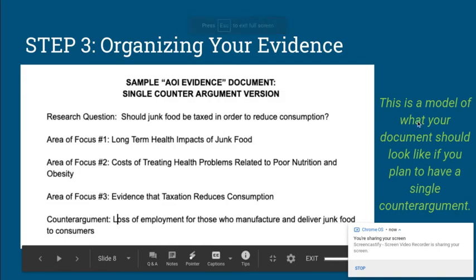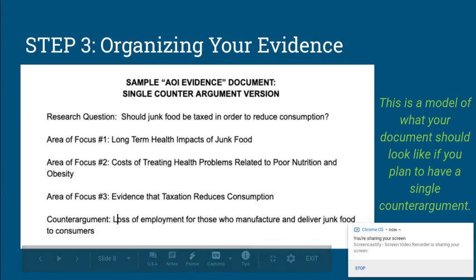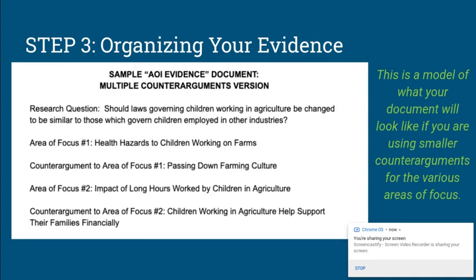Okay, so essentially, the document that you're using to organize your evidence is going to differ depending on the way you're employing a counterargument in your paper. So, for this example, which is my made up paper about taxing junk food, the counterargument is a single counterargument that's coming at the end of the body of my paper. And so, my three areas of focus are listed first, and the counterargument after that.